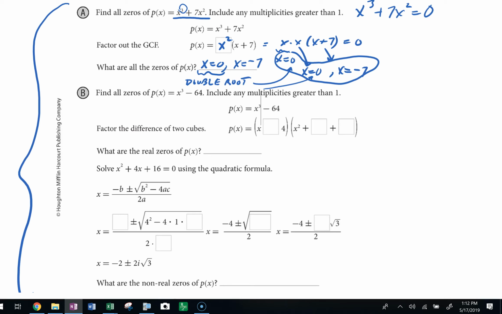Yes? Will we always have to identify it as a double root? Yeah, because what we want to get to is a point where no matter what the degree of the polynomial is, we want to make sure we have the right number of solutions. So if it was a 4th degree, we want to see that there are 4 solutions. And so if one of them turns out to be a double root, then we want to specify that. Okay?